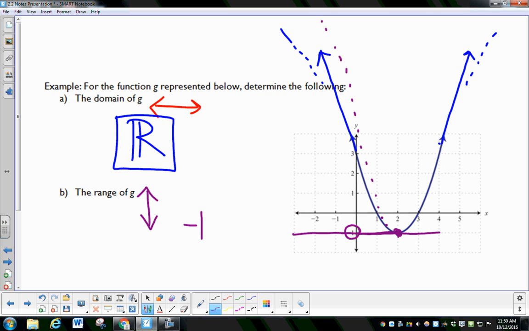So all I need to say is that my y, the range, the y, is greater than or equal to -1. We don't need to say it's less than infinity because it doesn't really make sense. It's just bigger than -1. Any y value greater than -1 is going to be shown on this graph somewhere. That's the range.